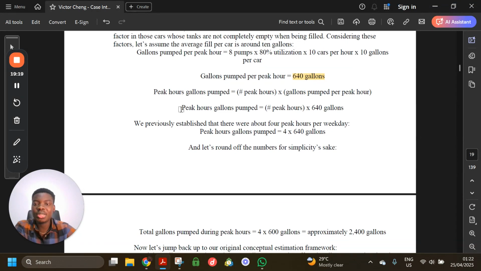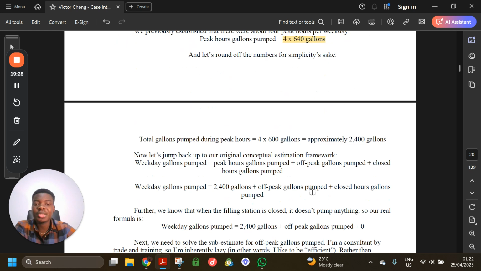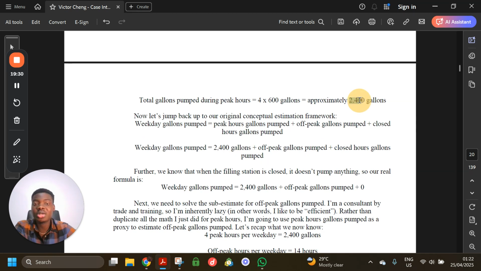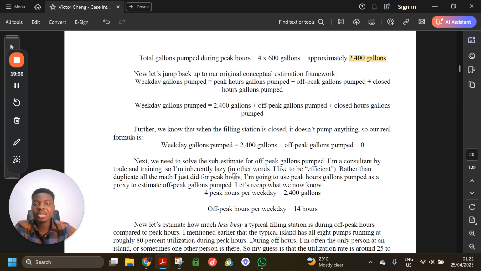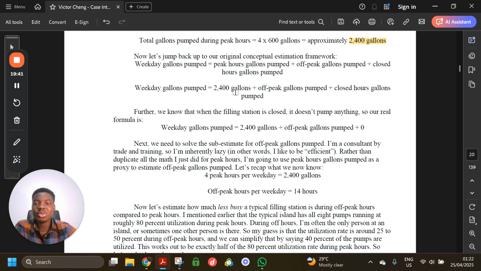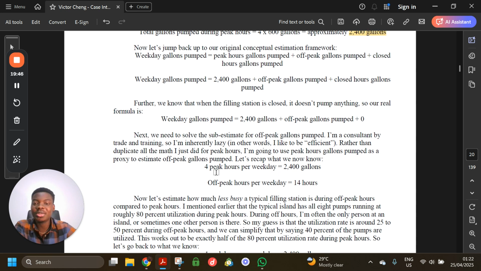Now, if we put that into our peak hour formula, we know that there are 4 hours that are peak, 7 to 9 and 4 to 6. So we have 4 times 640, which gives a total of 2,400 gallons. Now we do a similar calculation for the off-peak hours. So for off-peak hours, we can go through a similar process, but interestingly, consultants are lazy in a way that is efficient.